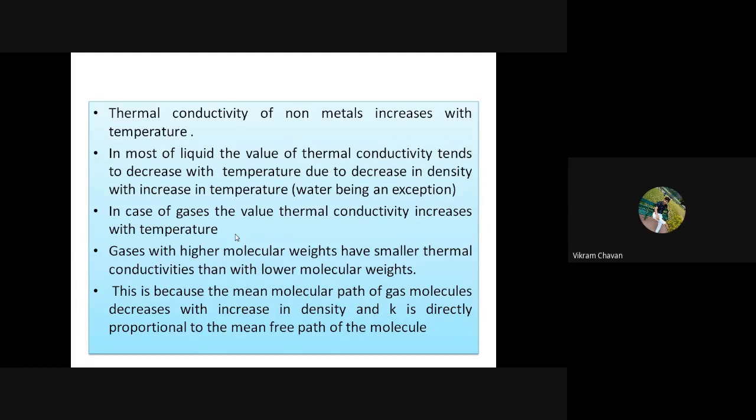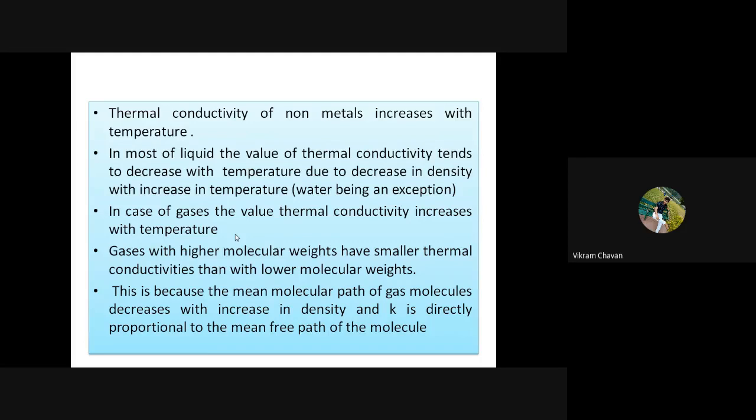So gases with higher molecular weight have smaller thermal conductivity. Because if the gas has a higher molecular weight, then its mean free path is very small. Mean free path means the average distance traveled between two collisions. This is low for higher molecular weight gases, so the thermal conductivity of higher molecular weight gases is very less as compared to lower molecular weight.